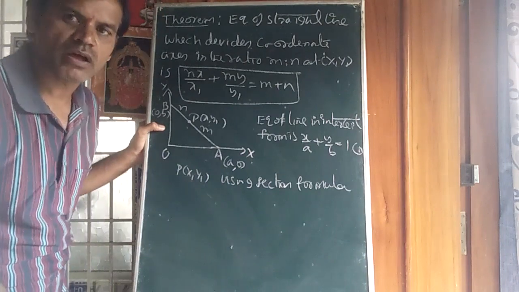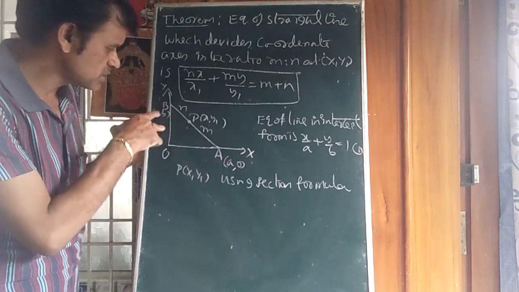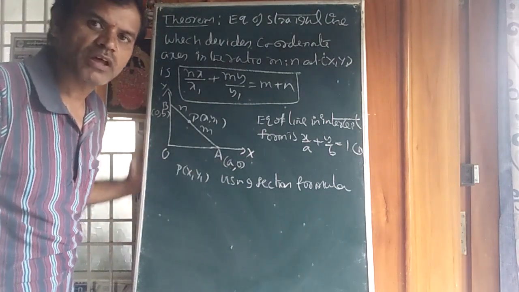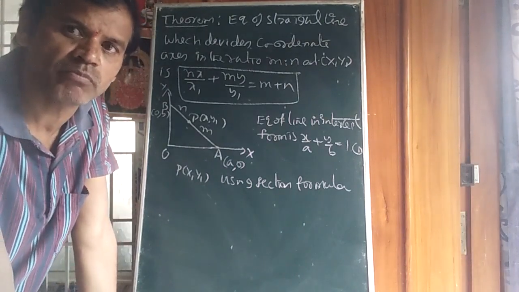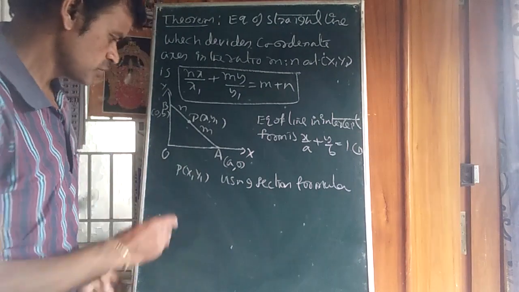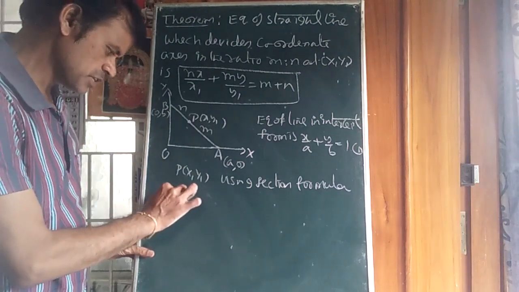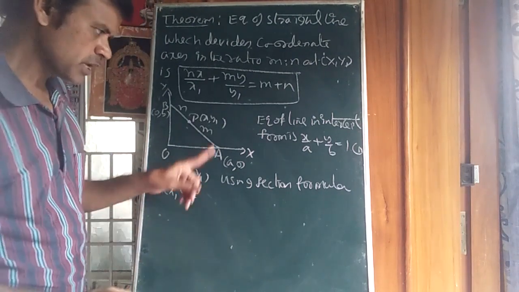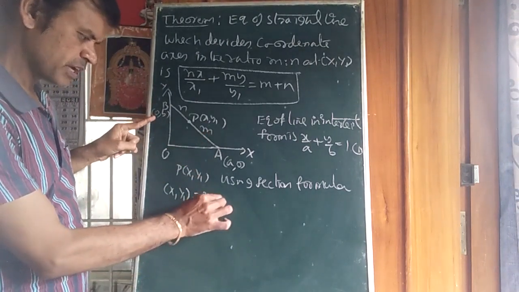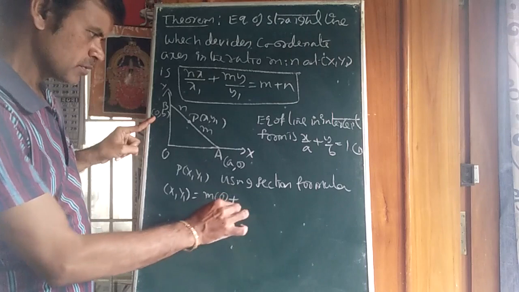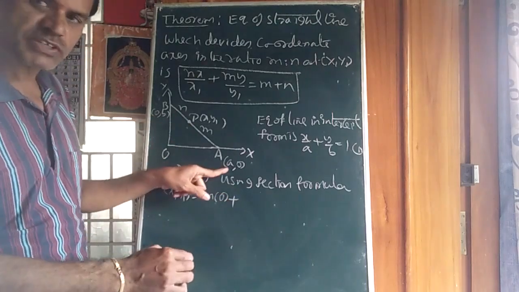Using the section formula, this is x1 y1, this is x2 y2. The formula is (mx2 plus nx1) by (m plus n), comma, (my2 plus ny1) by (m plus n). Use the formula. So x1 comma y1 is equal to, here m meaning the first letter, into x2 meaning 0, m into 0 plus n into the first letter here.